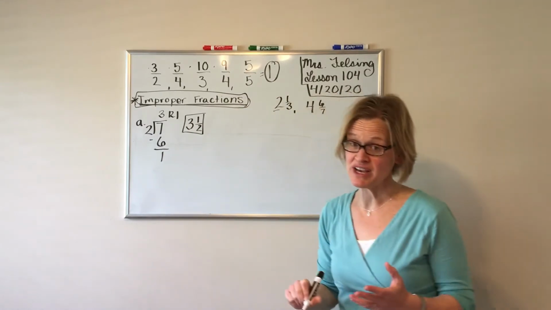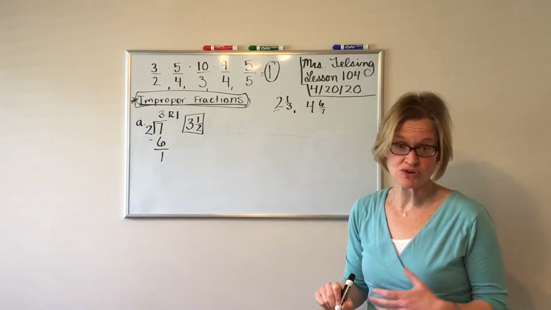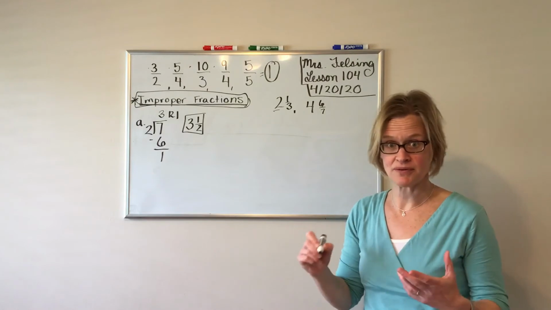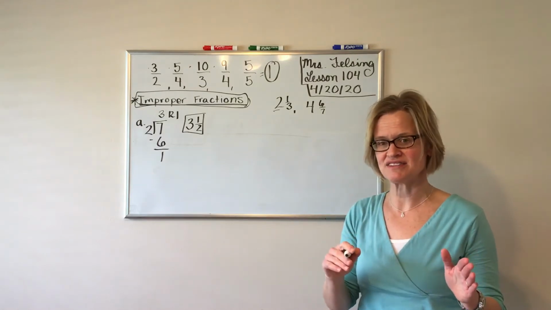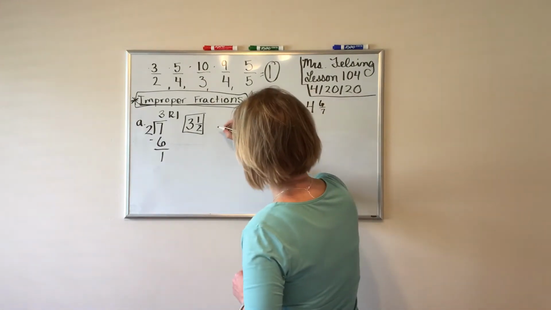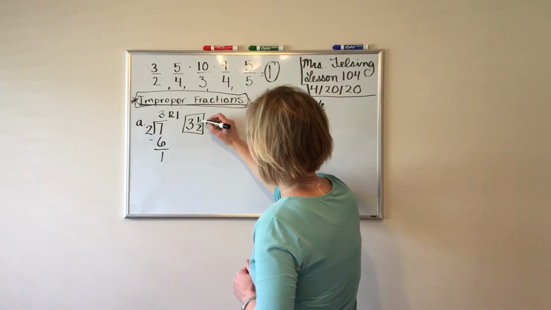Okay, so now we have to show our picture to show that we got it right, that we know what we're doing. And then we're going to go back and see if this is the right thing. So 3 1/2. So what we're going to do is we take a look.